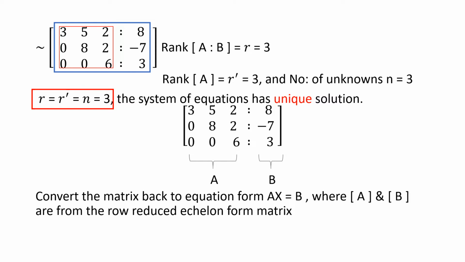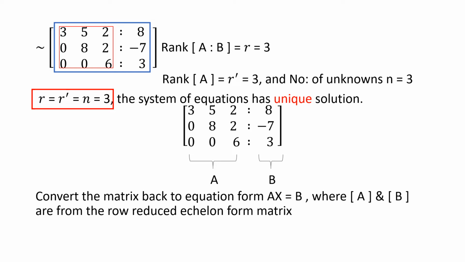Now as you see the matrix here, the blue box contains the augmented matrix. It has 3 non-zero rows. Therefore, the rank of the augmented matrix is equal to R and that is 3 here. Now the red box contains the matrix A and it has 3 non-zero rows. Therefore, the rank of A is equal to R dash is equal to 3. The number of unknowns or the number of variables here n is 3. So R is equal to R dash and that is equal to n and that is equal to 3. So by this condition, the system of equation has a unique solution.